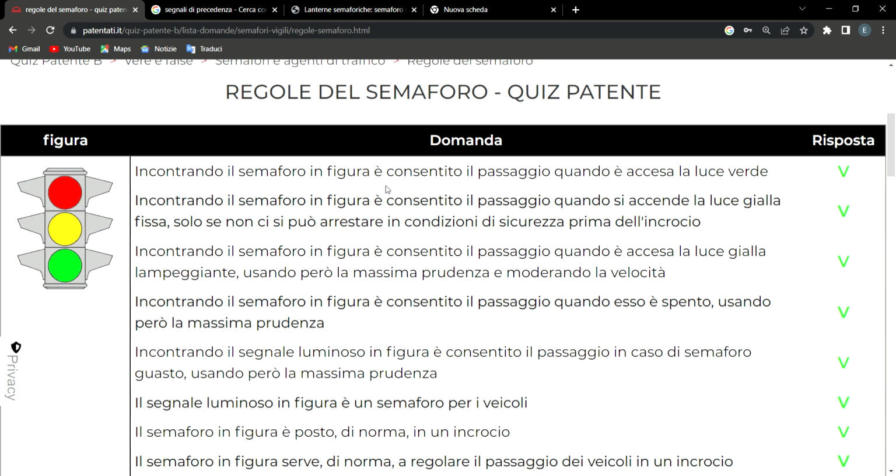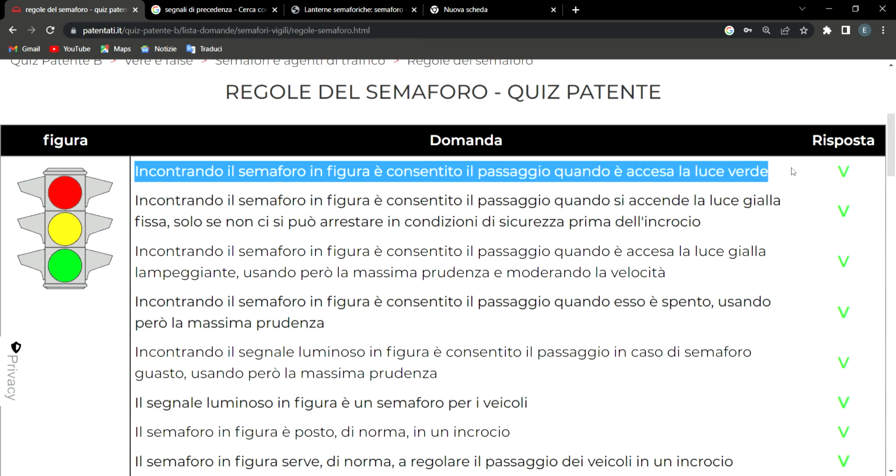Because of time, let us quickly look at some of the quiz we have based on this topic. Number one quiz we have here, pardon me please. It says: il contratto il semaforo in figura è consentito il passaggio quando è accesa la luce verde. So the answer to this question is vero, is true.